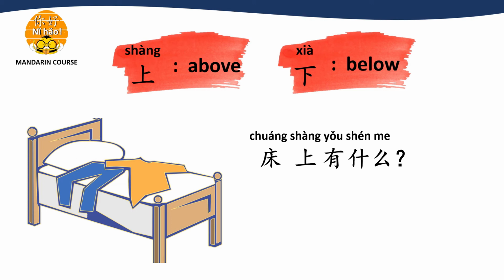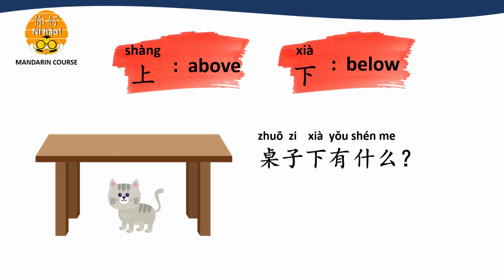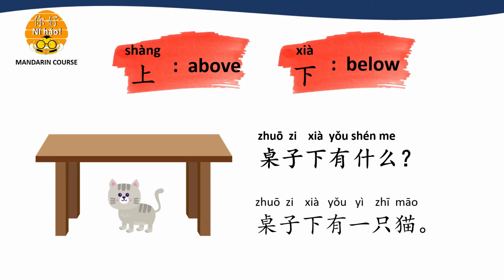For example, 床上有什么 What are the things above the bed? 床上有衣服和裤子 There are t-shirt and trousers above the bed. 桌子下有什么 What are the things below the table? 桌子下有一只猫 There is a cat below the table.